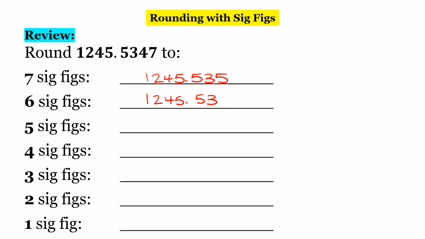Rounding to 5 sig figs, underline the first 5 numbers, and then we look at the next digit. Just like the previous example, we are going to round down. All right, hopefully you're starting to see how this works. For 4 sig figs, we are going to round up to 1, 2, 4, 6.